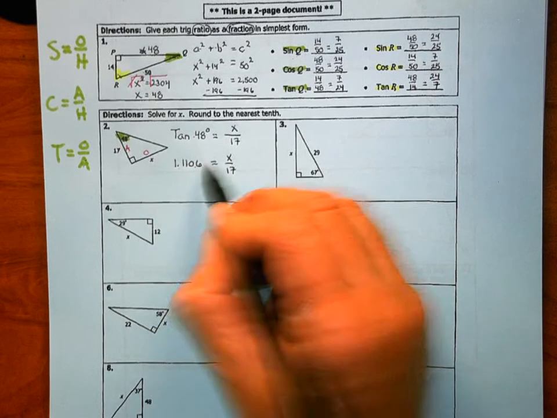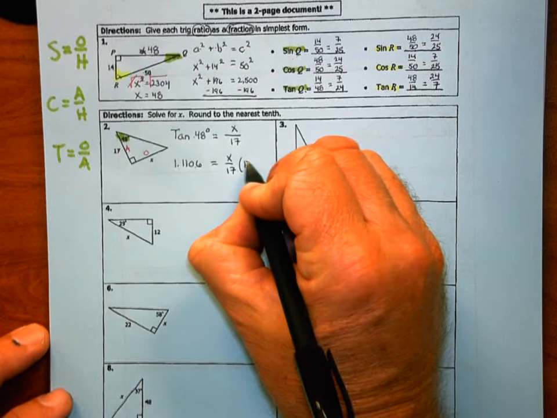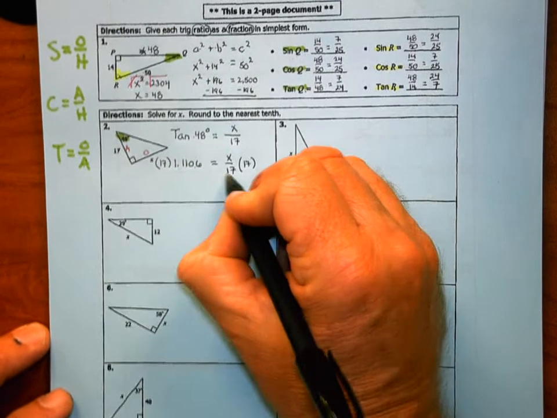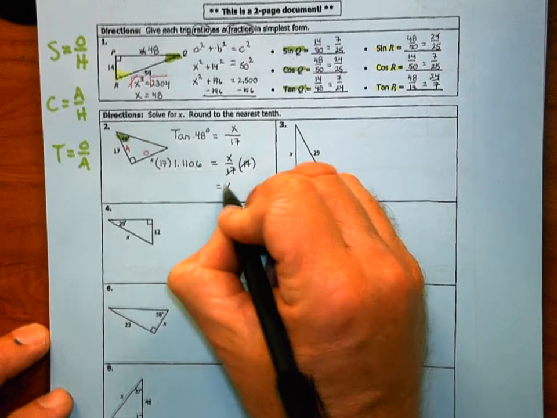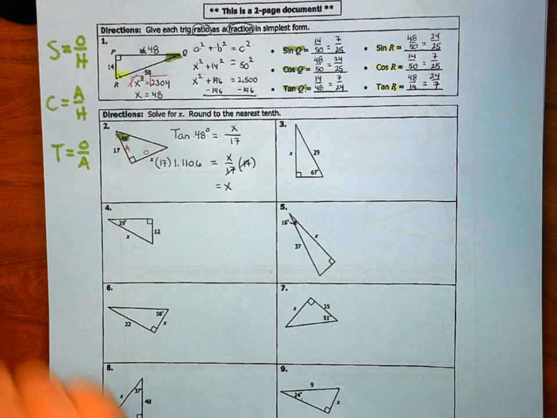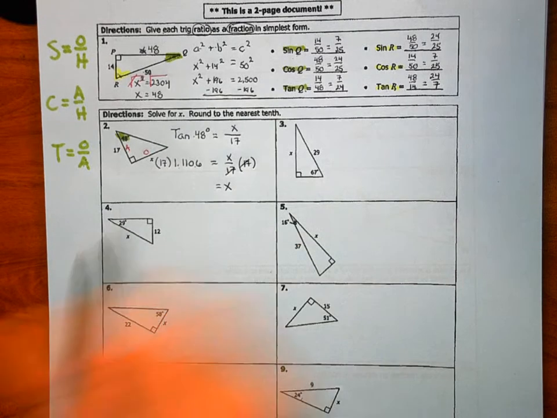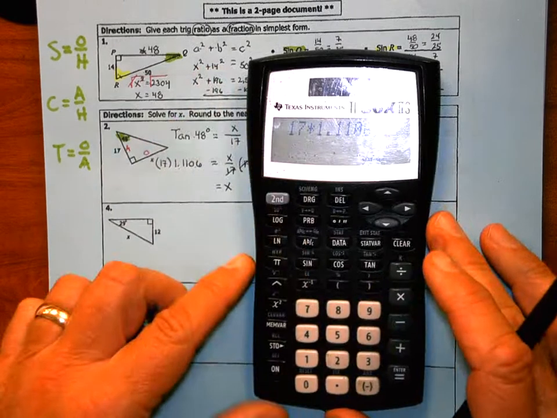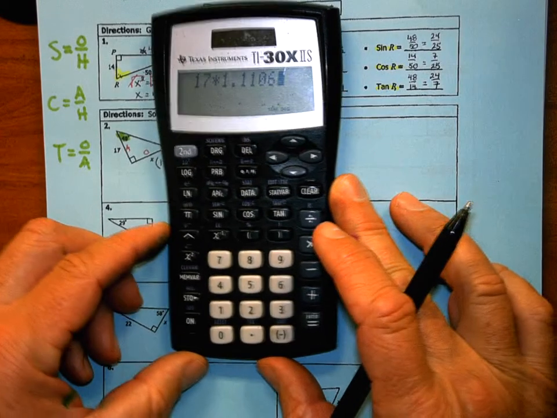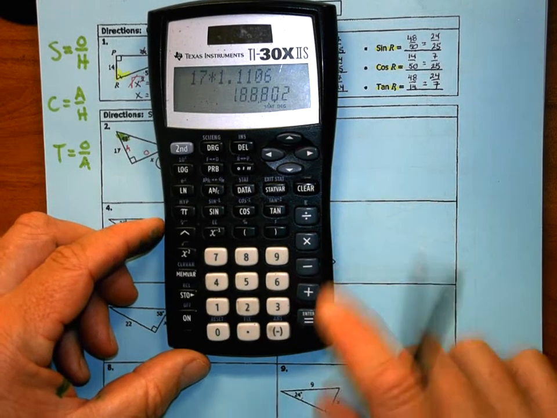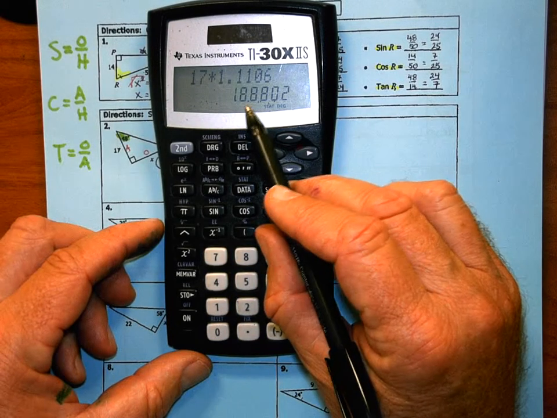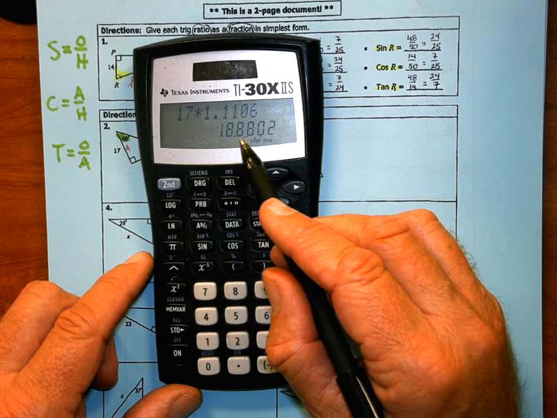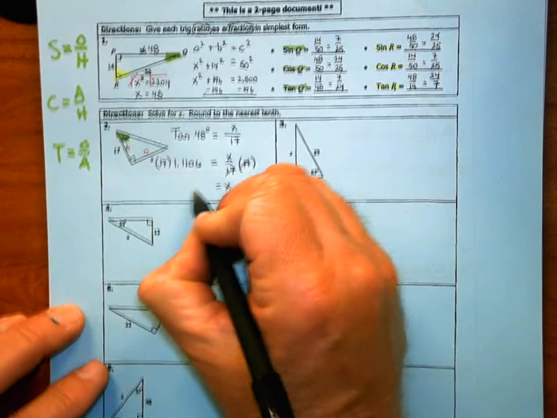Okay, and now I solve this equation. The way that we would solve this equation is you would multiply both sides of the equation by 17. That would cancel out the 17s over there, and notice we're left with x. And then 17 times 1.1106, you can see on my calculator, I just typed that in. Well, there's a nasty glare, there we go. You press equals, and you get a pretty lengthy decimal, and the instructions said round to the nearest tenth, so we would say 18.9. So there's your answer to number 2.